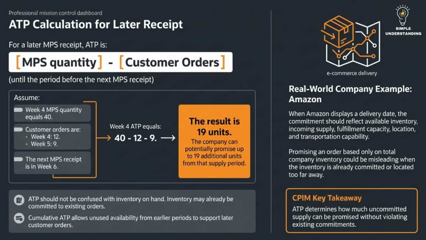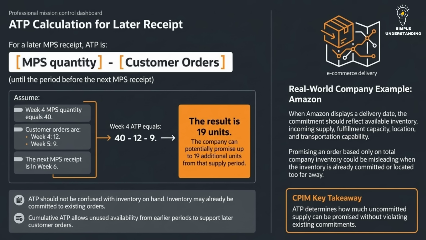ATP should not be confused with inventory on hand. Inventory may already be committed to existing orders. Cumulative ATP allows unused availability from earlier periods to support later customer orders.